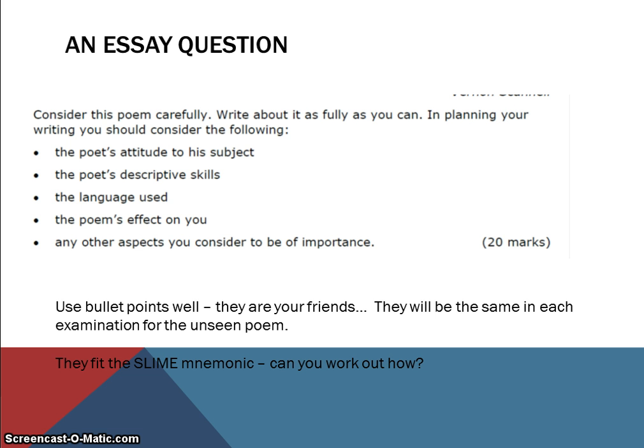Consider the poem carefully, write about it as fully as you can, and then there are some bullet points. The poet's attitude to his subject, descriptive skills, language used, poem's effect on you, and any other aspects you consider to be of importance. You can make these quite easily fit the SLIME mnemonic. I'm not going to do this for you. I think this is a good point for you to pause, think about the SLIME, and think, how do each of these bullets relate to SLIME? Because you're going to use that in your response. So pause now, and then come back when you've done that little bit of thinking.